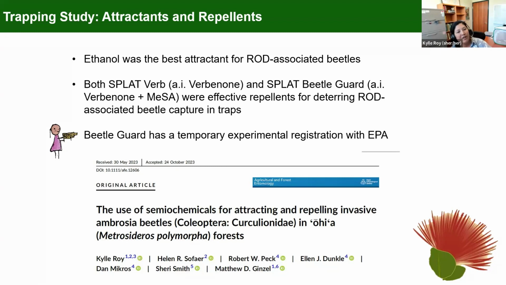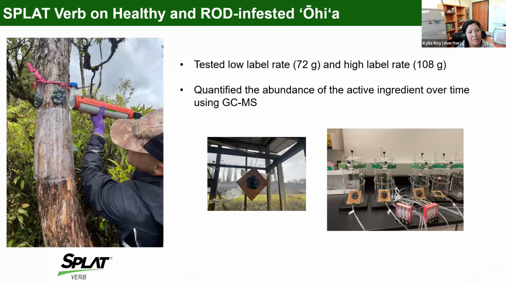Unfortunately, Beetle Guard has a temporary experimental registration with the EPA. Specifically in Hawaii, that means we were limited to a quarter acre to test it. So for the next experiment, when we wanted to test the repellents directly on trees, we only tested the product Splat Verb, whose active ingredient is the verbenone compound.